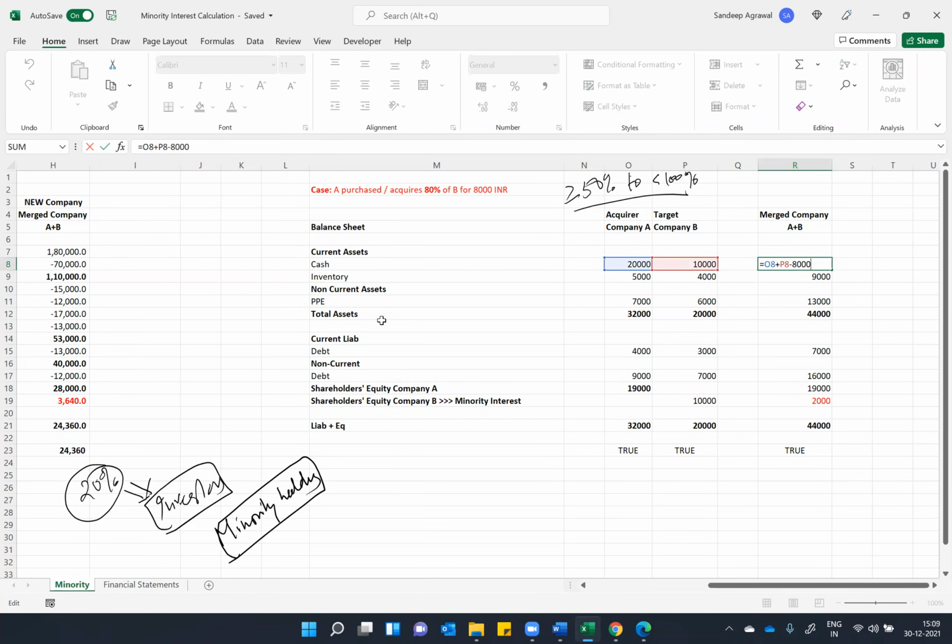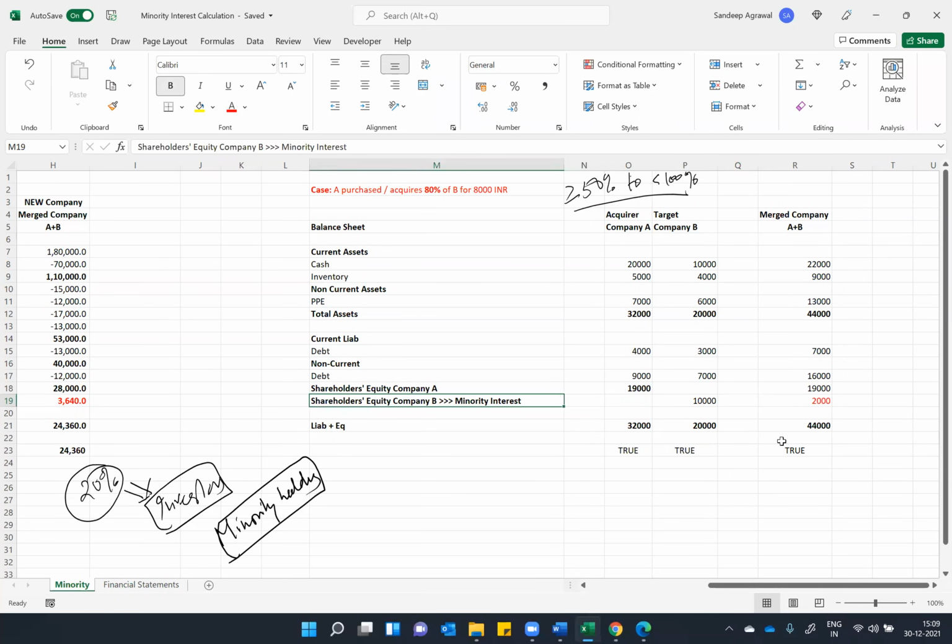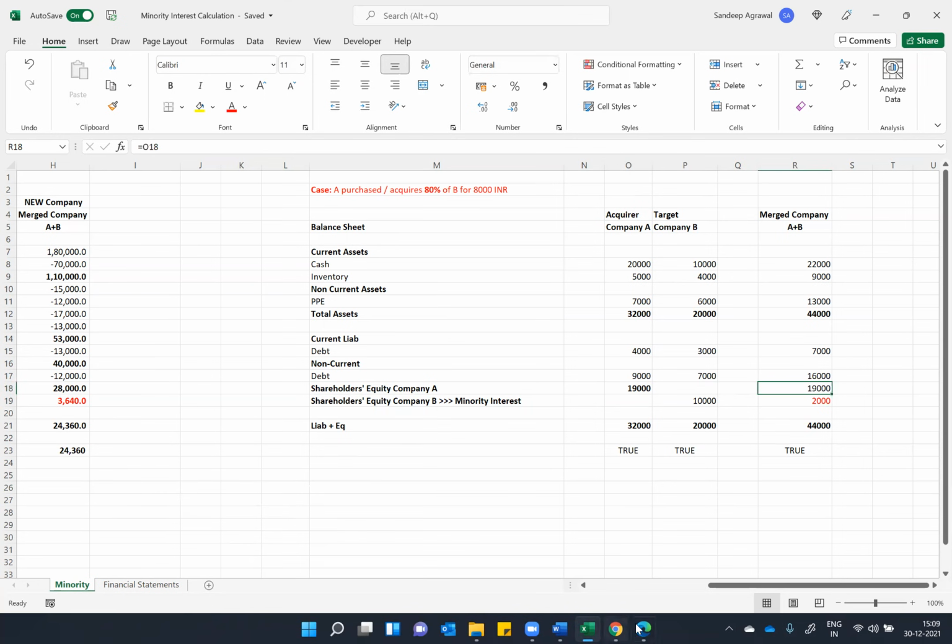Last time to review this thing, what I did at last is A acquired 80% of B for 8,000. So the merged company will have to pay 8,000. So I will reduce cash by 8,000 and simply reduce company B equity by 8,000, because the moment I paid 8,000 for the equity, this equity will not be there for 8,000. It will only remain 2,000 and I will change this name to minority interest, and company A equity will remain the same. So that's how your balance sheet will look in case of minority interest if you have to make an adjustment in the balance sheet.